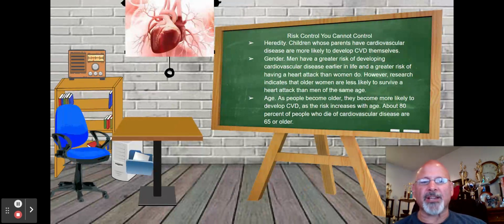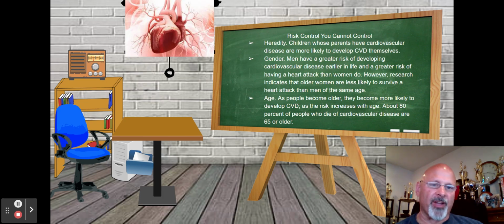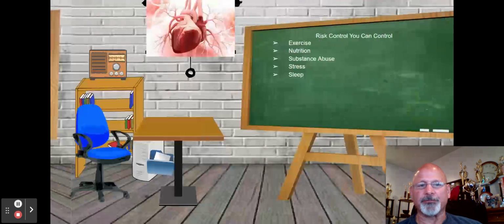Risk factors you cannot control. Your heredity. Basically, sometimes heart disease is passed on from parents to their kids. Gender. Men have a greater risk of developing cardiovascular disease earlier in life and a greater risk of having heart attacks than women do. However, research indicates that older women are less likely to survive a heart attack than men of the same age. Age. As people become older, they become more likely to develop CVD, as risk increases with age. About 80% of people who die of cardiovascular disease are 65 or older.